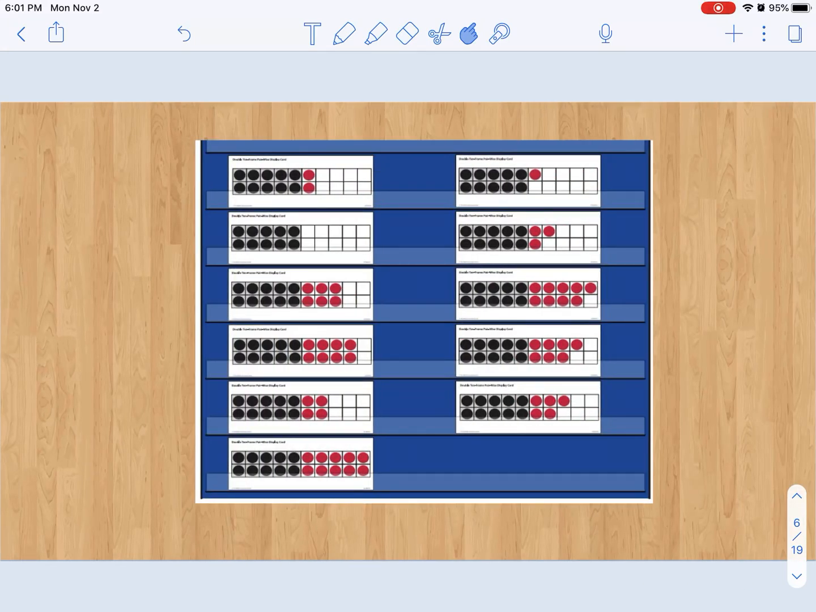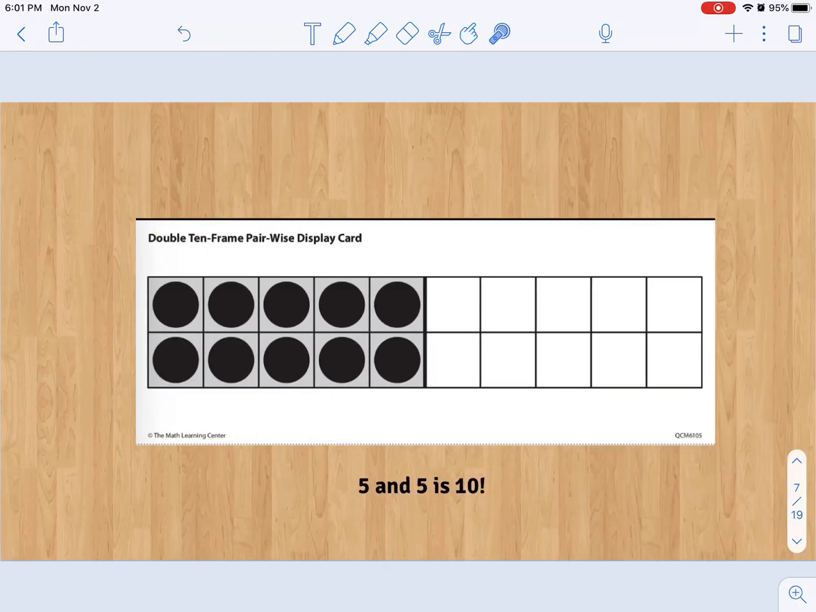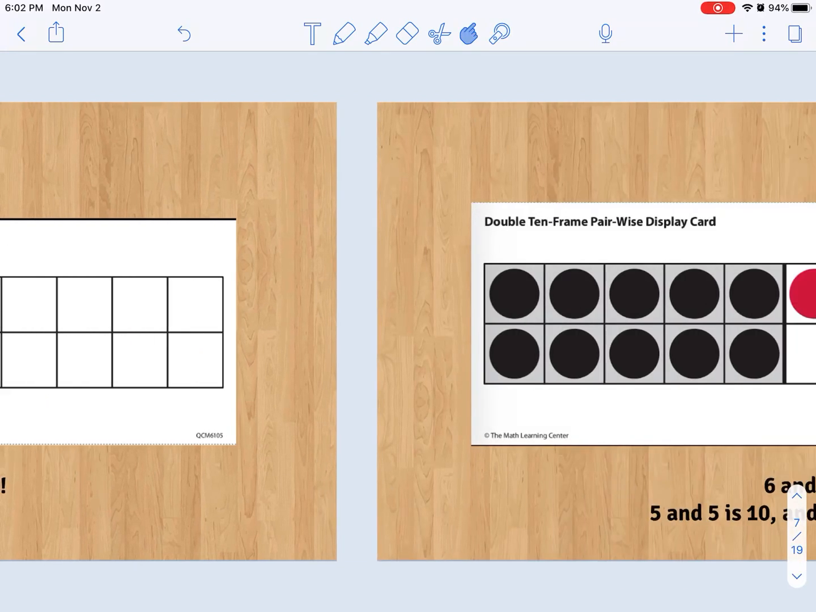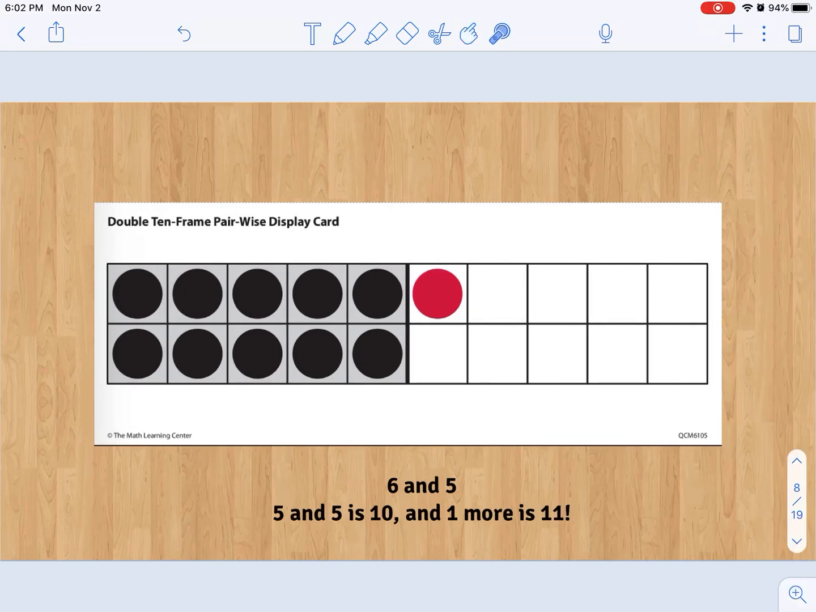Now let's look at the doubles 10 frame pairwise cards. We will look at the doubles and doubles plus or minus 1 cards from 10 to 20. You will say some of the combinations and the solutions with me and try some on your own. Ready? Five and 5 is 10. 6 and 5. 5 and 5 is 10, and 1 more is 11.